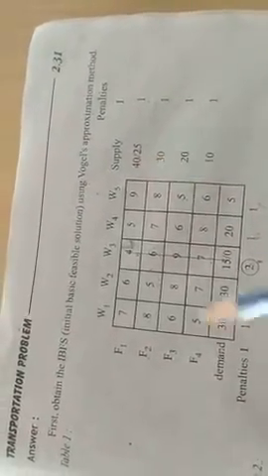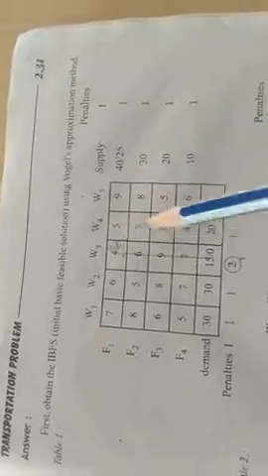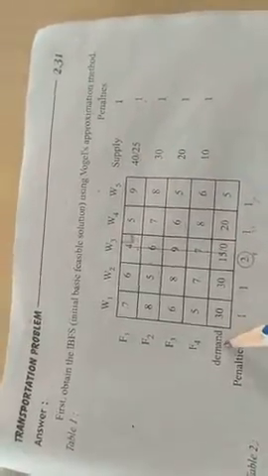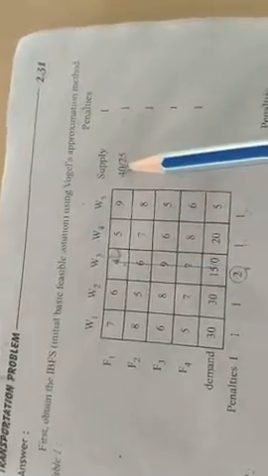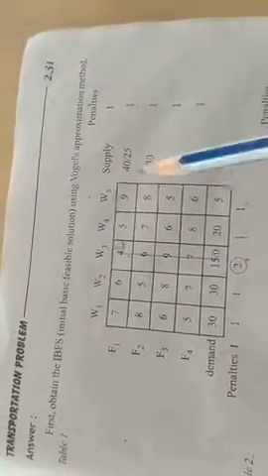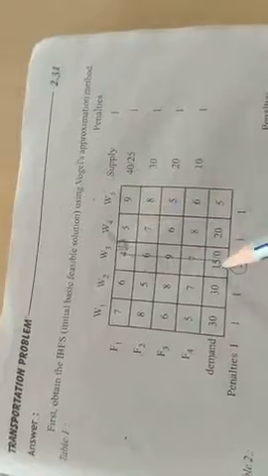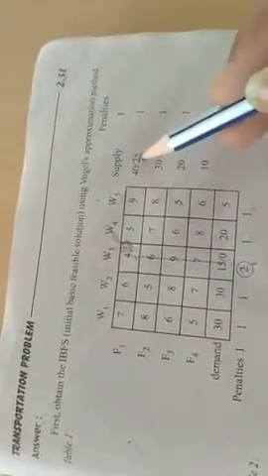Now compare the demand side and the supply side. Which is the minimum value? The demand is 15 and the supply is 40. The minimum is 15, so I am assigning 15 in this cell. Then the demand 15 minus 15 gives 0, and the supply 40 minus 15 gives 25.